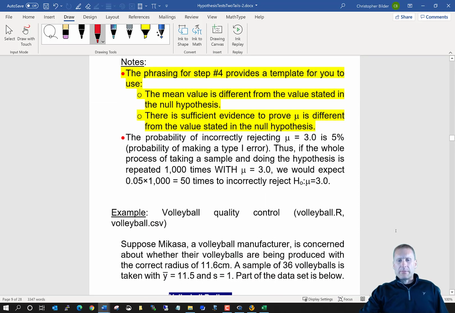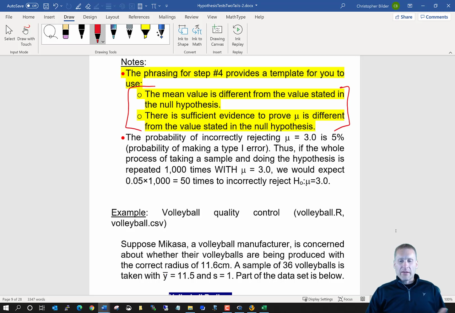Here are some notes. The phrasing that I use in step number 4 essentially provides a template for you to use. This is often one of the places where students have problems in terms of wording that correct conclusion in that last step. So what I've done is I've written out that phrasing in a way that's more generic here, and then you need to make it less generic. How about that? That would be a good way to put it.